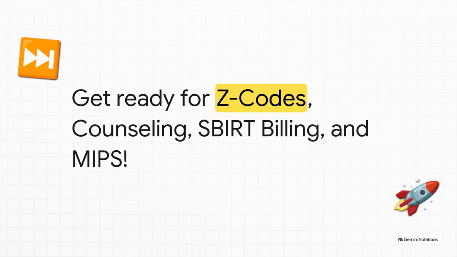Next time in Part 5, we are going to be tackling Z codes, all those tricky counseling nuances, SBIRT billing, and MIPS quality reporting. But before we go, I want to leave you with a question to chew on. If your hard lab data and your physician's subjective clinical notes completely contradict each other regarding a patient's level of impairment, which data set legally drives your final ICD-10 code? We are going to unpack those exact documentation conflicts next time.